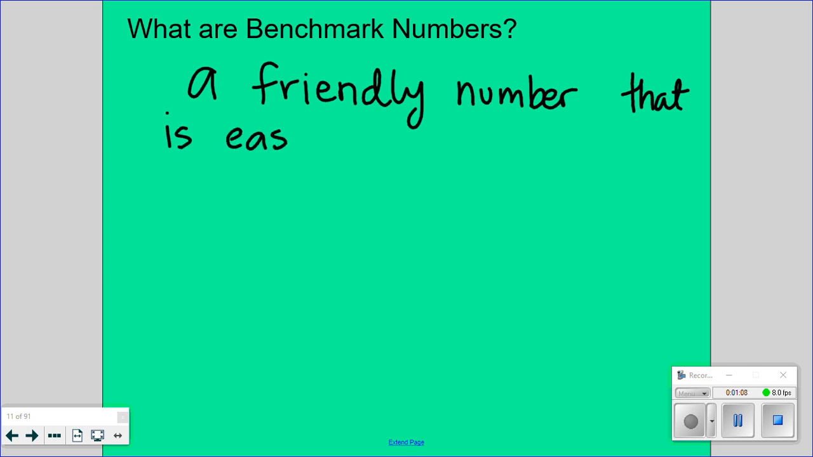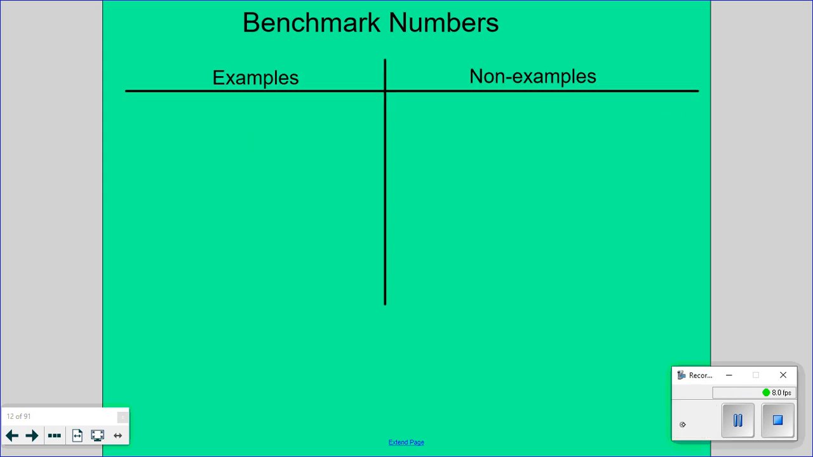that is easy to work with. A friendly number that is easy to work with. That's what a benchmark number is. So you'll hear me say, find a benchmark number. And we're looking for numbers that are probably close to not a friendly number, but a number that is easy to add or subtract with. So some of you are already thinking of some examples of friendly numbers.